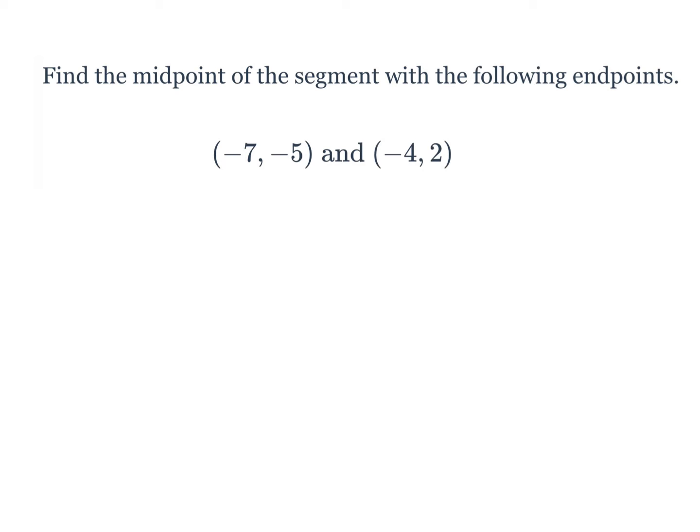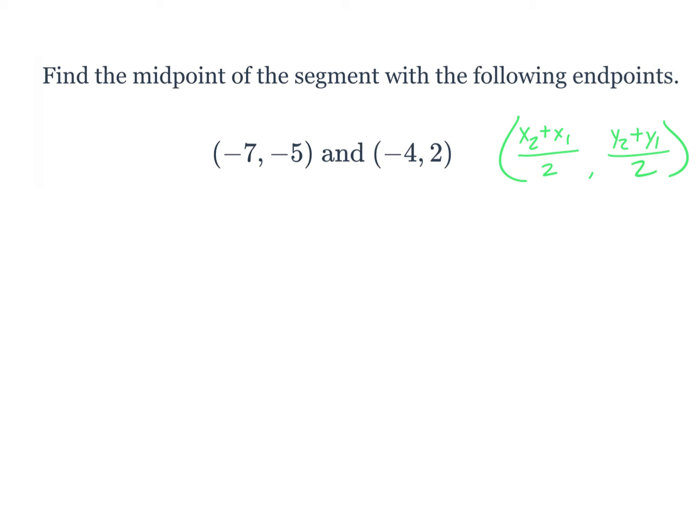Now for finding the midpoint. The midpoint is the average of the 2 points. So if I'm looking for the midpoint, we can write this formula down: (x2 plus x1) divided by 2 is our ordered pair for the x midpoint, and (y2 plus y1) divided by 2 will be our y coordinate. So it's just the average of the 2 points.